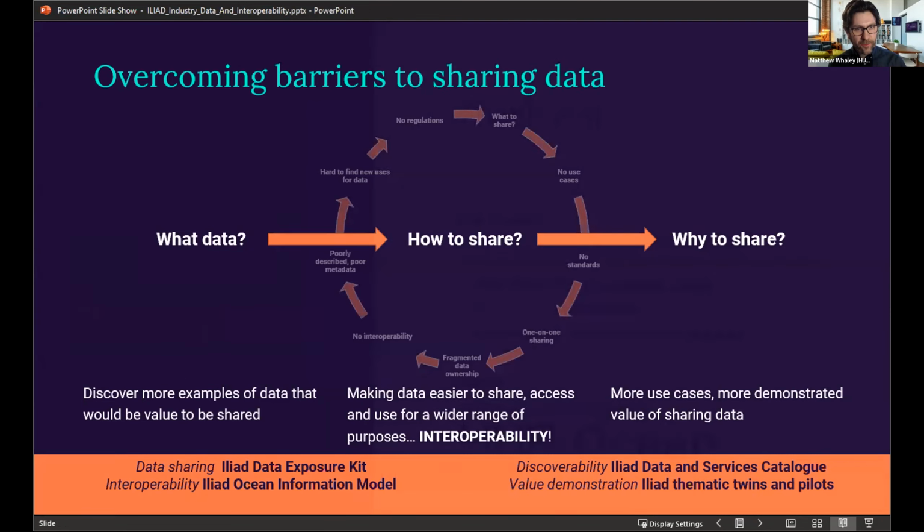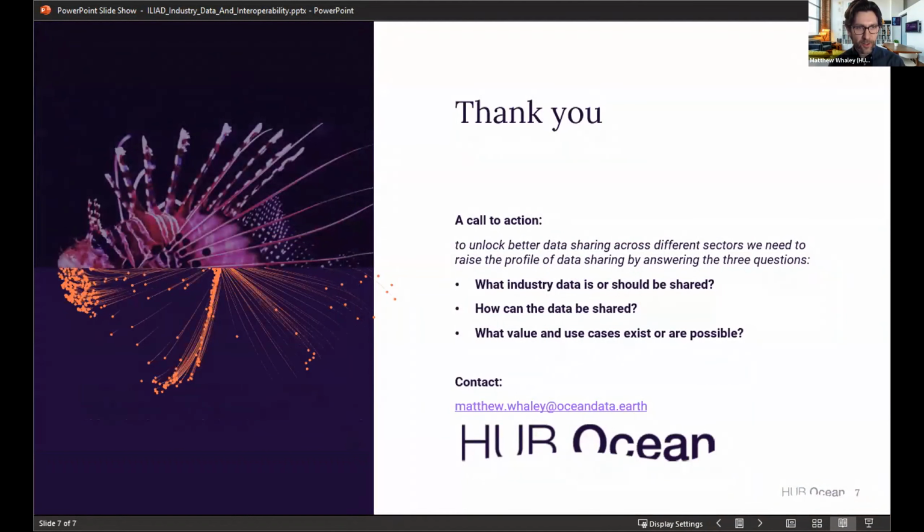I'm going to end by saying thank you, and leave you with a little call to action, which is those 3 questions I asked about. I think we really need to make sure that when there are good examples, we tell them and that everyone knows about them.